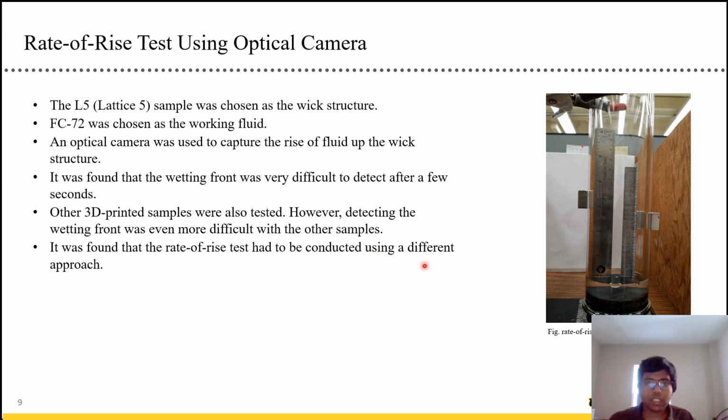And we found out that it was very difficult to find the wetting front. It was very difficult to see the fluid go up. And it was even worse in the other 3D printed samples. So this was the best sample we had, and even that one proved to be difficult to work with in terms of an optical camera.